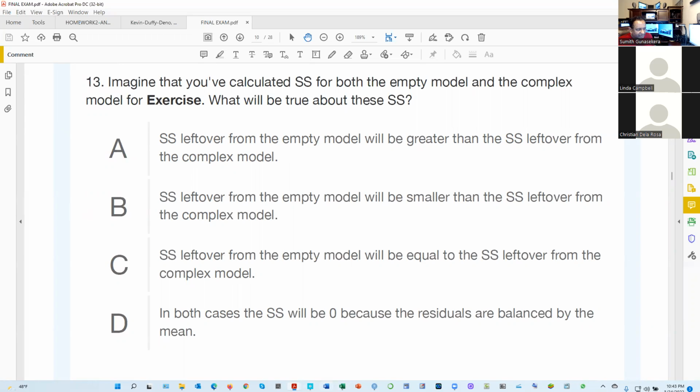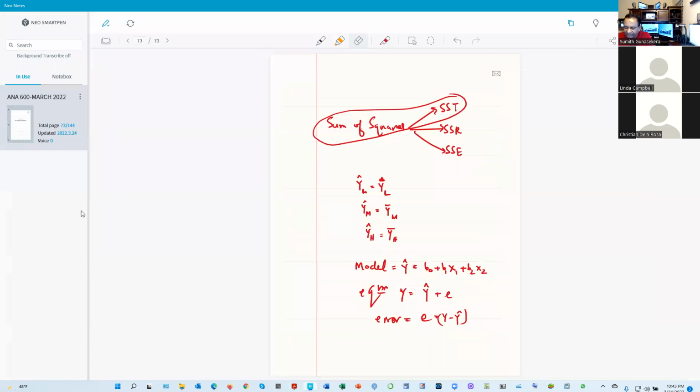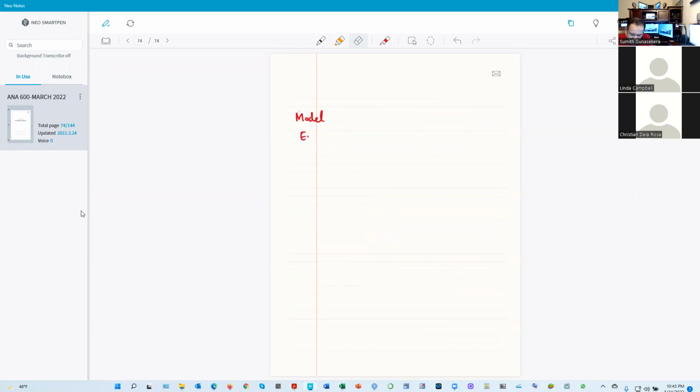So this is SS leftover. Simply, what is SS leftover from the empty model? Here you have a model, you have an error, you have a total. I'm going to focus only on the sum of squares. Let's say this one is A, this one B, this one C. This one is from the empty model. This error is from the suggested model.